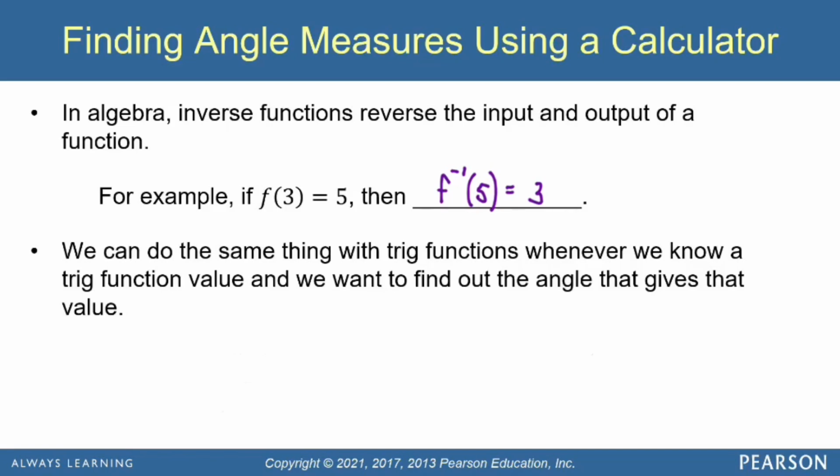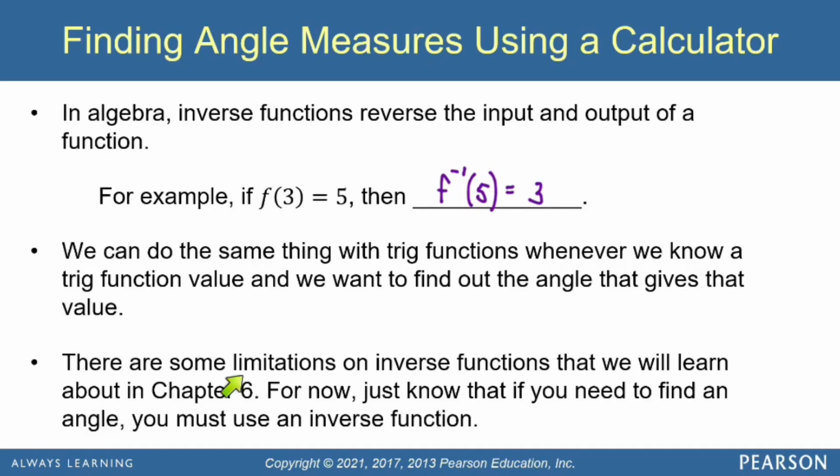So you know in the last example, we put in a function and an angle, and the calculator gave us a function value. If we need to go backwards, if we need to start with the function value and get the calculator to tell us the angle, then we need to use the inverse trig functions. Now there are some limitations on inverse functions. There's a lot more to them than what we're going to see today, but we will learn more about inverse trig functions in Chapter 6. For now, just know that if you have a function value and you need to find the angle, then you must use an inverse function.